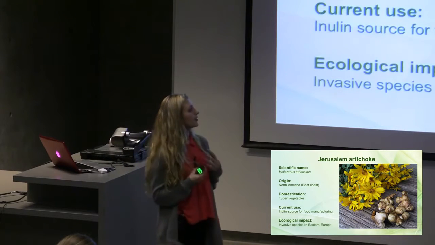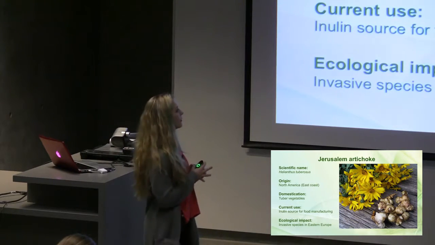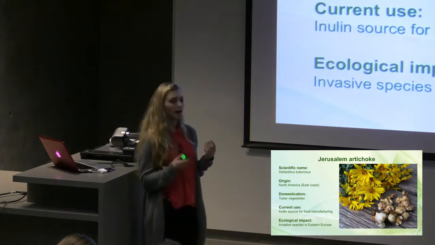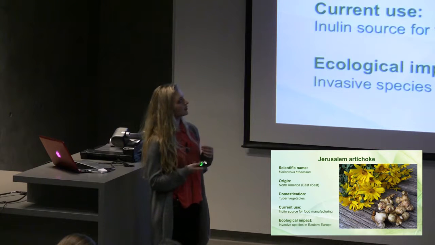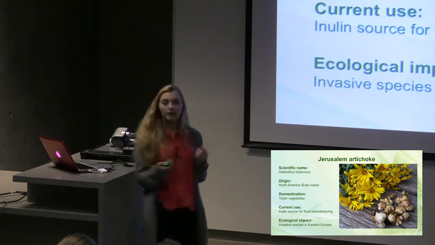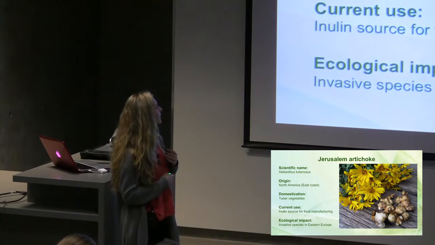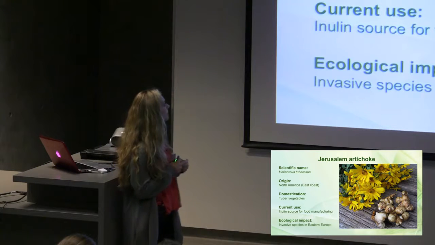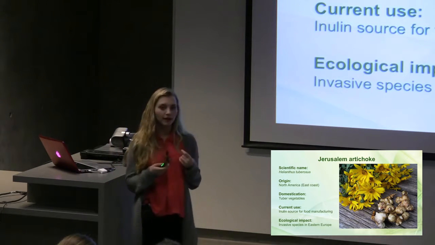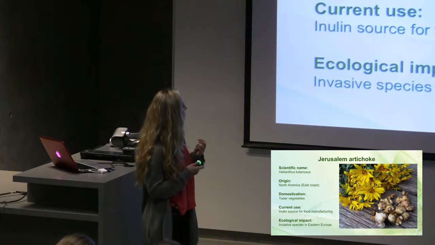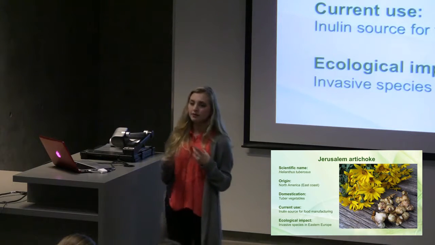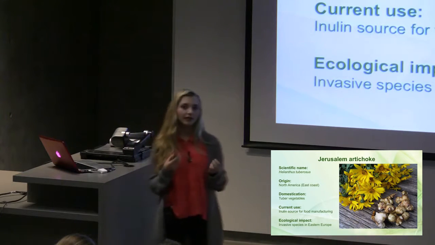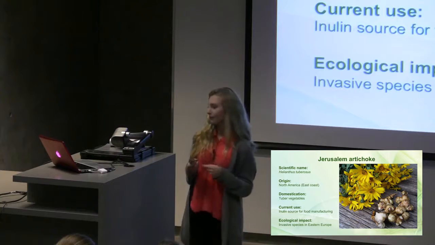So Jerusalem artichoke is a species that we studied. The common sunflower that we mostly know has allelopathic chemicals, but a lesser known relative of sunflowers is Jerusalem artichoke. The Jerusalem artichoke's scientific name is Helianthus tuberosus, and it originated from North America, and it was transferred to Europe because of the tubers that they produced. So they were domesticated for their tubers, which are like the potato tubers that we eat today.